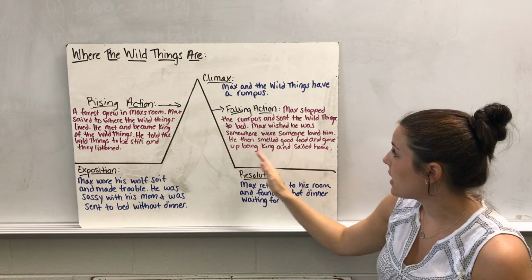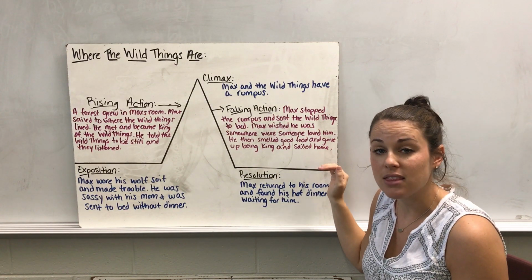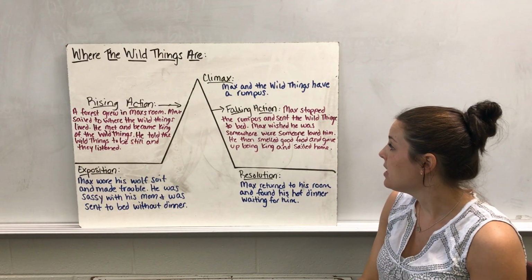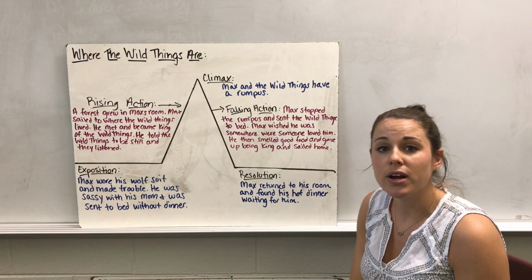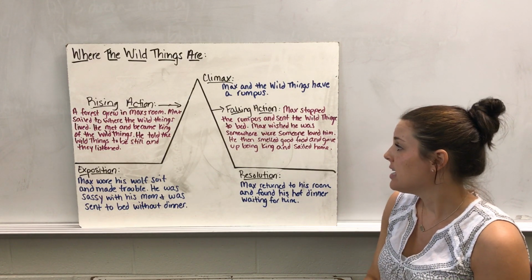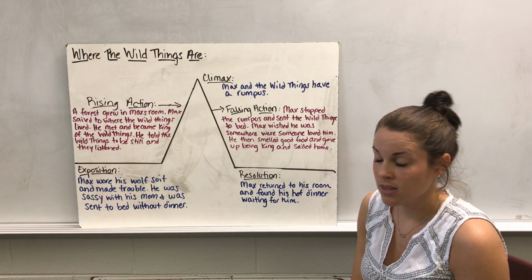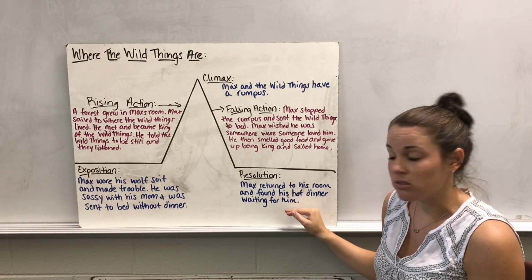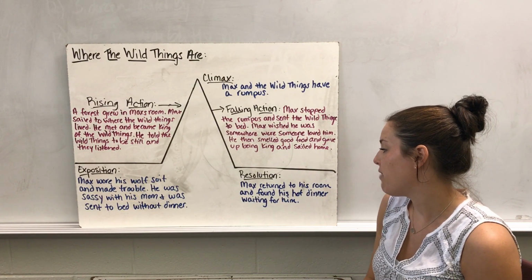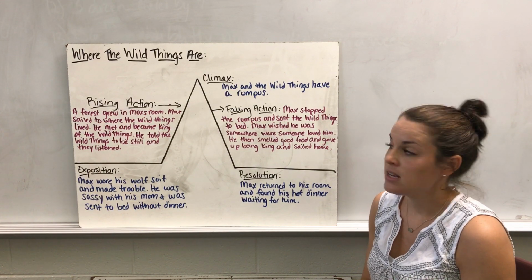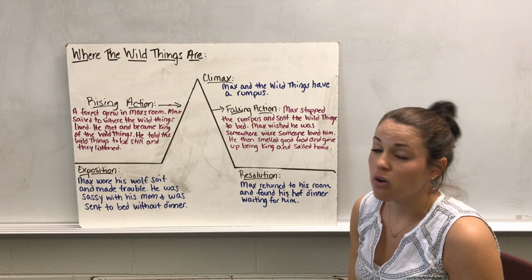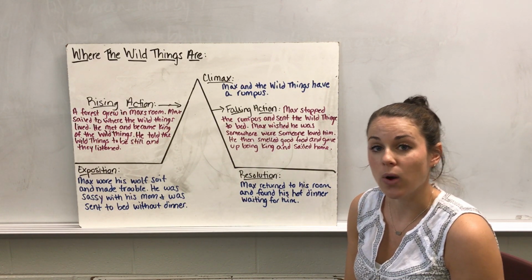And then the falling action: Max stopped the rumpus and sent the wild things to bed without supper, and Max wished he was where someone loved him most of all. He then smelled good food, and he gave up being king and sailed home. In the end of the story, or the resolution, Max returned to his home and found his hot dinner waiting for him. So this is an example of a plot diagram for the short story Where the Wild Things Are.